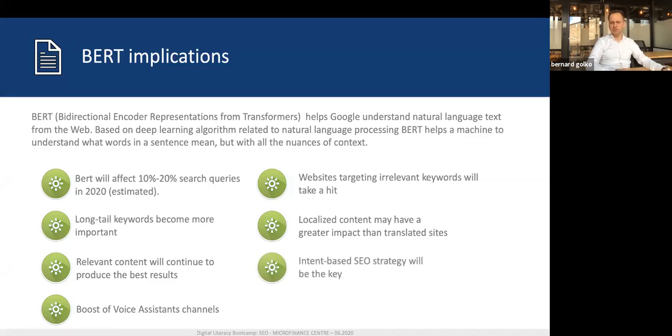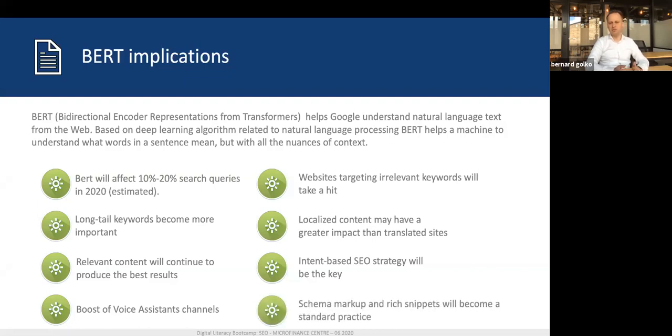Intent-based SEO strategy will be the key. So it's not only about, again, answering the question about a particular keyword. It's about the intent of the user. So not only what he's typing, but also the history of his searches, about understanding and projecting to the SERP pages what Google thinks that user is thinking at this particular moment.